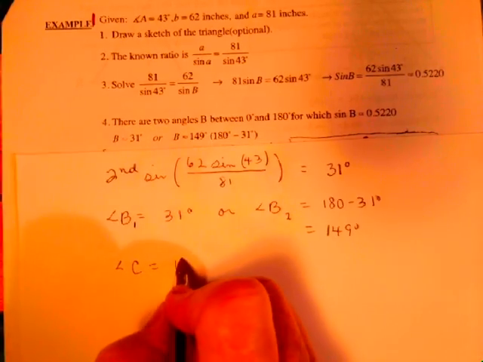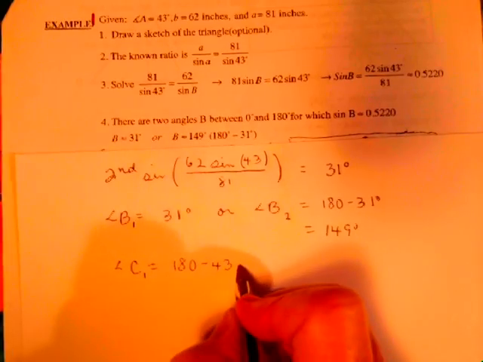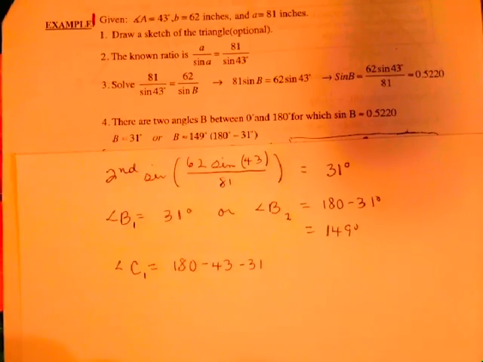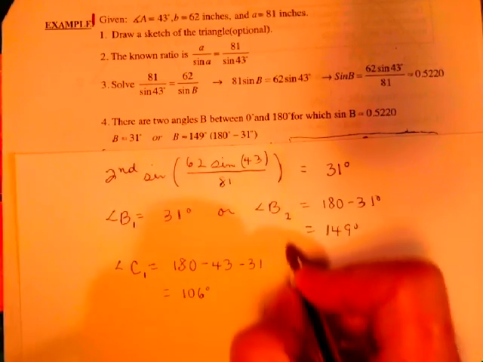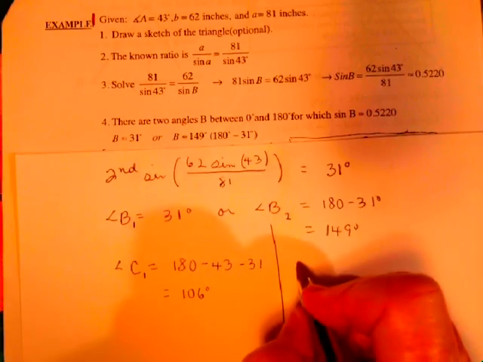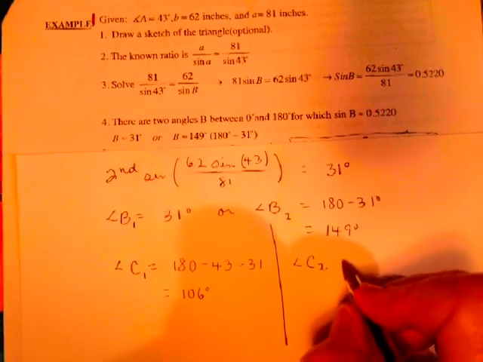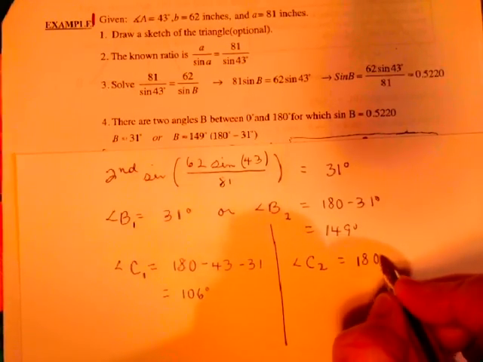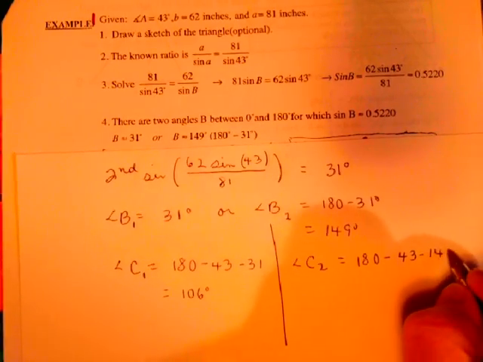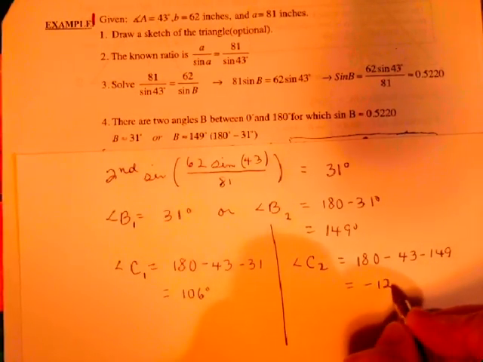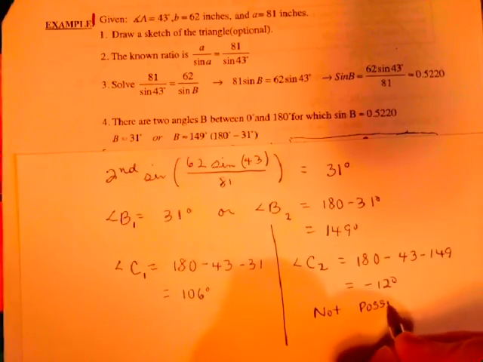Angle C would equal 180 minus 43, this is going to be angle C1, minus 31. So, yes, that's 106. We know we're going to be able to make that triangle. Let's see if we've got enough degrees left to make a second triangle. Angle C2 is 180 minus 43 minus 149. That's negative 12 degrees. Not possible. So we only have one triangle to solve here.